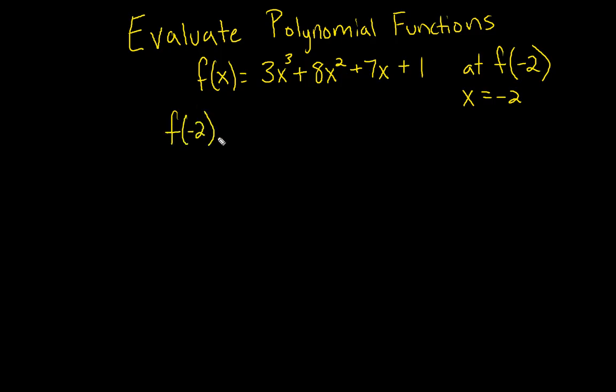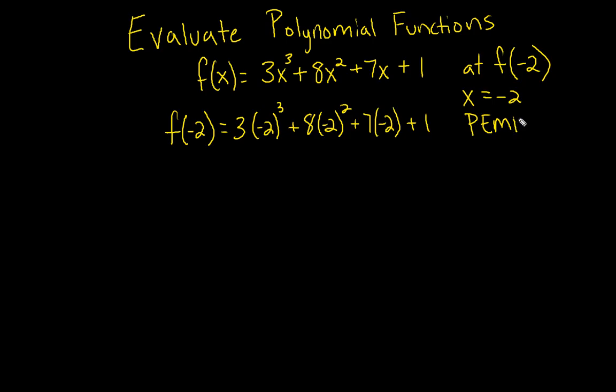So we have f of negative 2 equals 3 times negative 2 cubed plus 8 times negative 2 squared plus 7 times negative 2 plus 1. And from here, the way we simplify or evaluate this is we follow the order of operations, which many of you are familiar with as PEMDAS. We're going to start with parentheses, then move to exponents, and then multiplication and division done in the same step from left to right, and then finally we add and subtract in the same step from left to right.